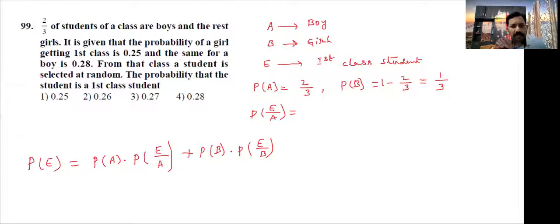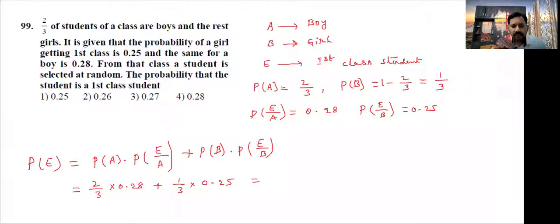Given that the probability of a girl getting first class is 0.25, same as for a boy. Boy 0.28. P of E by B is 0.25. So those values we substitute in this formula. P of A means 2 by 3. E by A means 0.28 plus P of B means how much? 1 by 3 into P of E by B, 0.25. This is it.